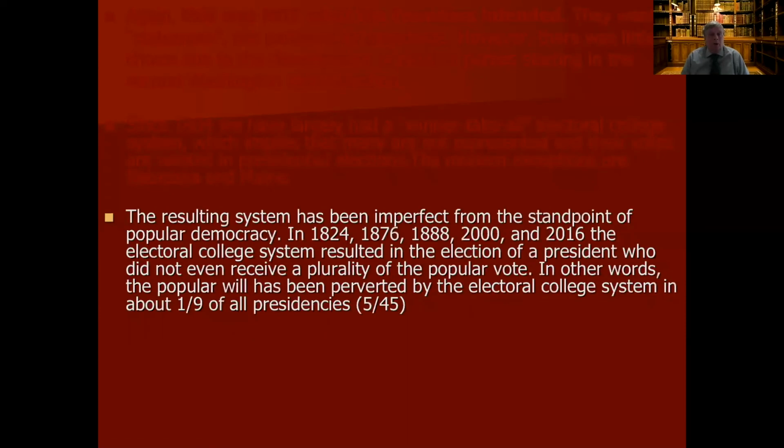So the resulting system has been imperfect from the standpoint of popular democracy. In 1824, 1876, 1888, 2000, and 2016, the Electoral College system resulted in the election of a president who did not even receive a plurality of the popular vote. In other words, the popular will has been perverted by the Electoral College system in about 1/9 of all presidencies.